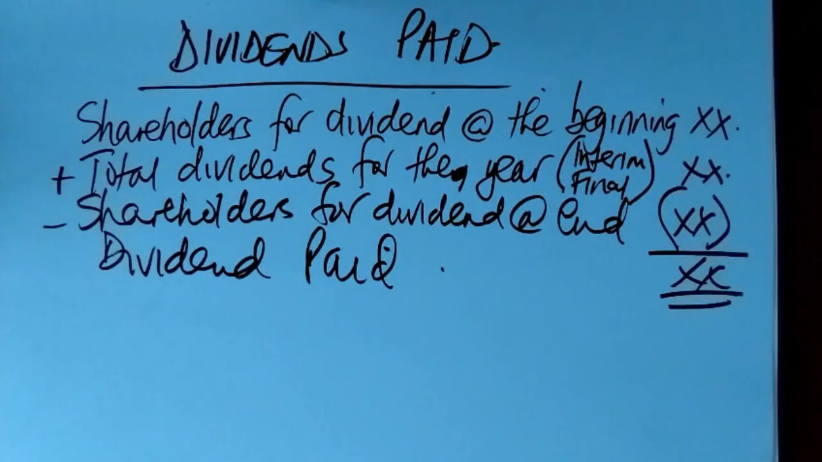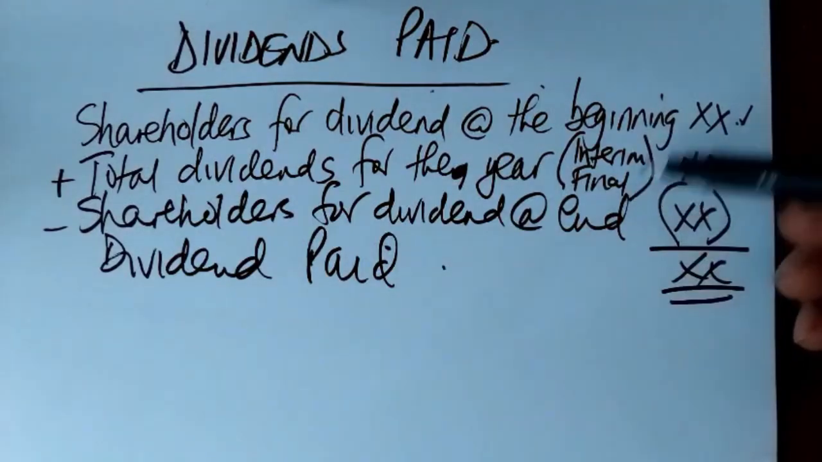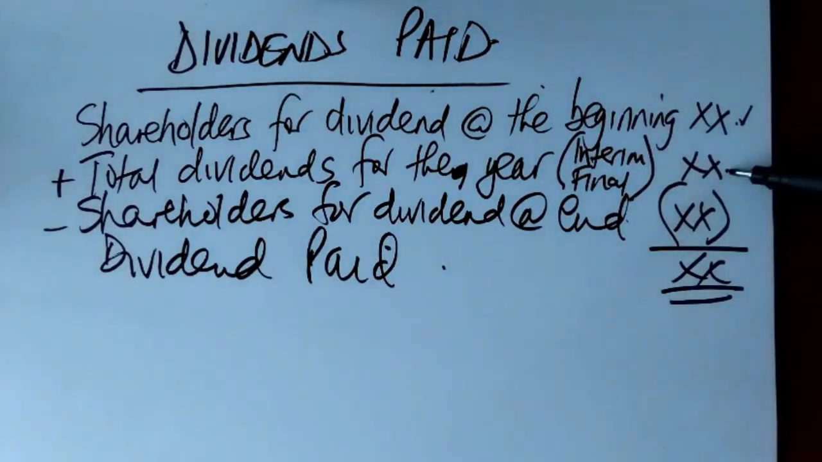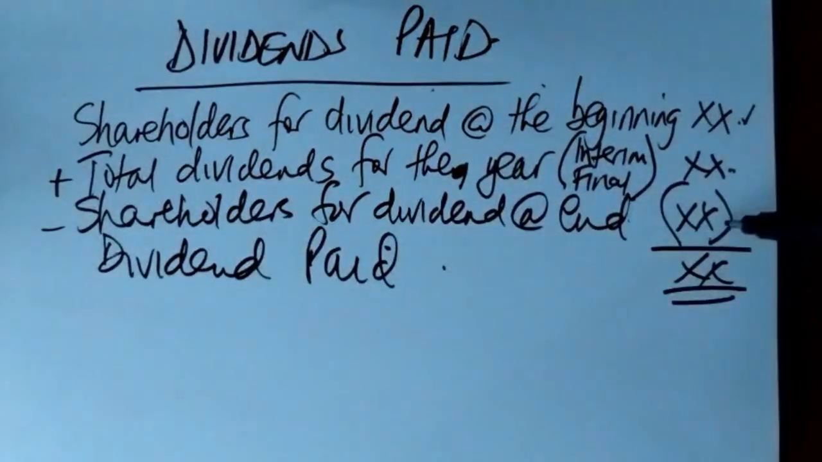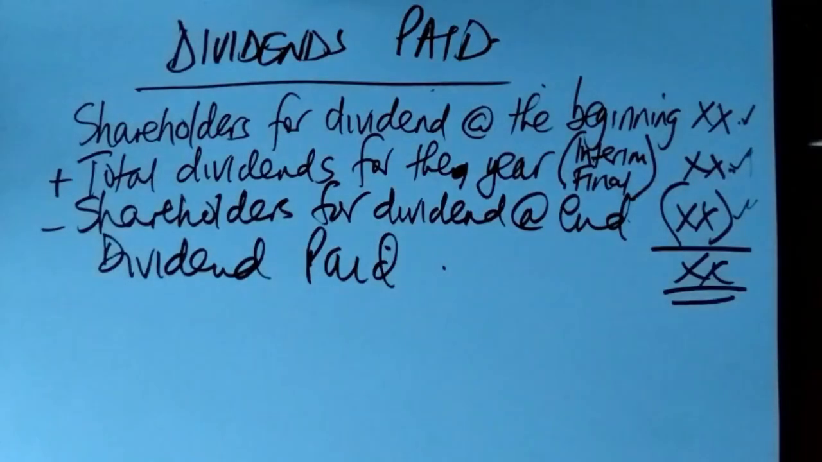Right, so this one is very straightforward. If your shareholders for dividend at the beginning is given, it's this one. And then if you're given interim and final dividend, you add them together, they give you that figure. And then your shareholders for dividend at the end, if it's given. So you can actually use this basic formula: shareholders for dividend at the beginning plus dividends for the year, that is interim and final, minus shareholders for dividend at the end.